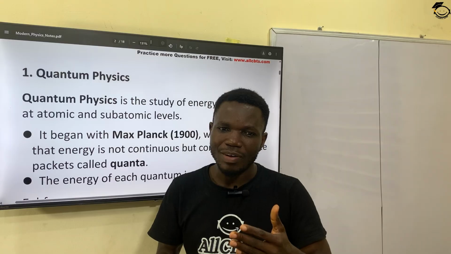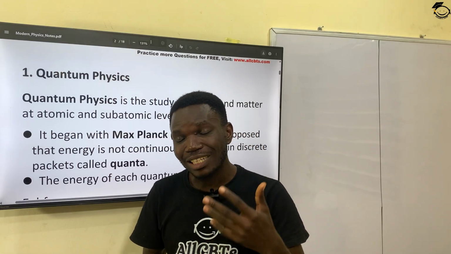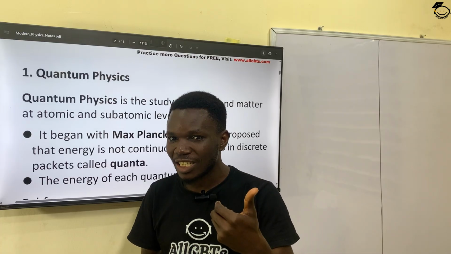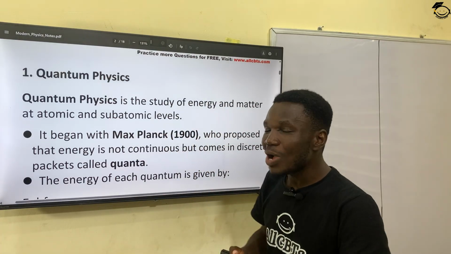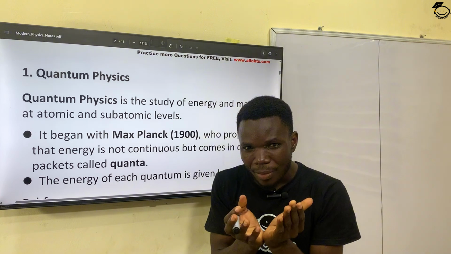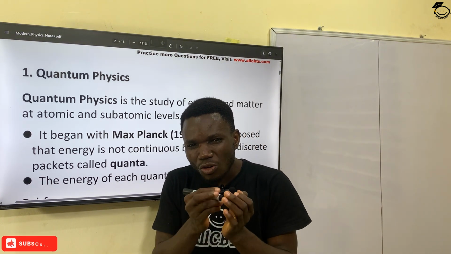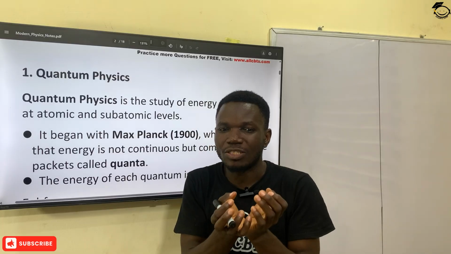For example, if I have an atom of hydrogen, within that atom of hydrogen I have protons, neutrons, and electrons. So under quantum physics, we are studying the atom as a whole, which is hydrogen, and we're also studying the properties of the components of that atom.